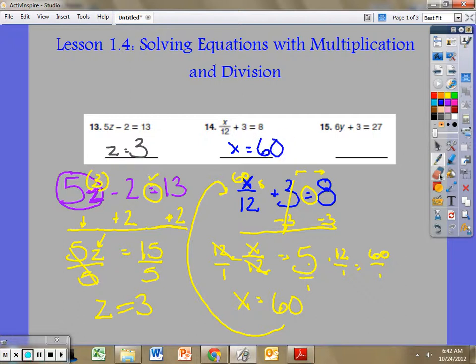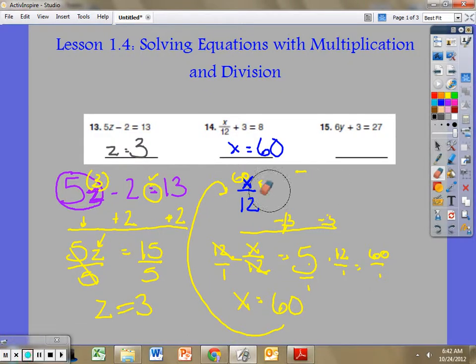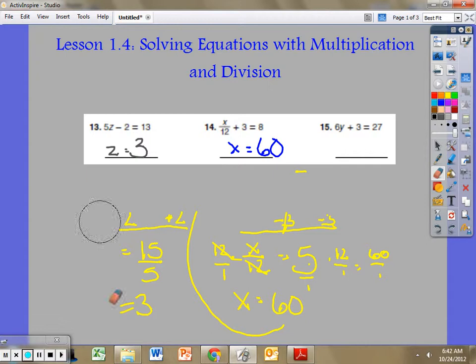Okay, I'm going to erase some of these to give myself some room. Oops, I don't want to make any shapes. So let's get rid of this scribble here.